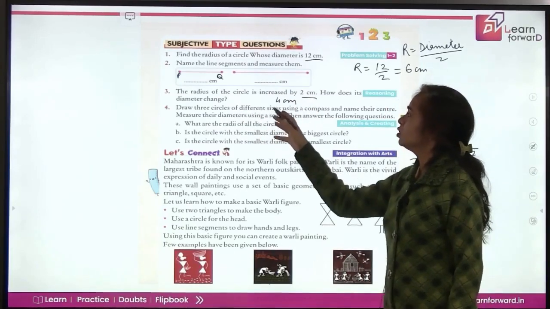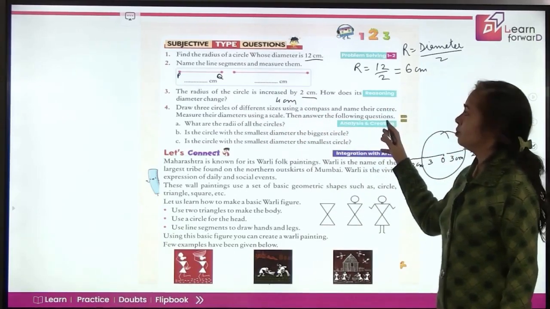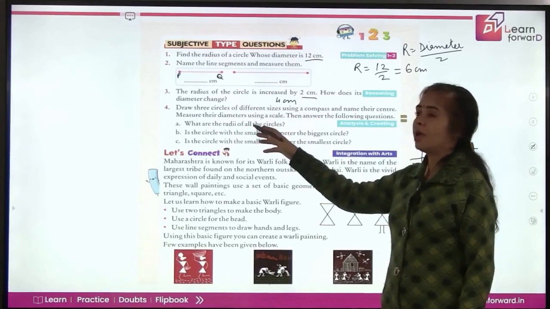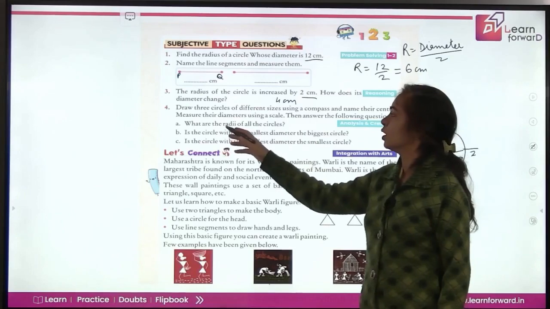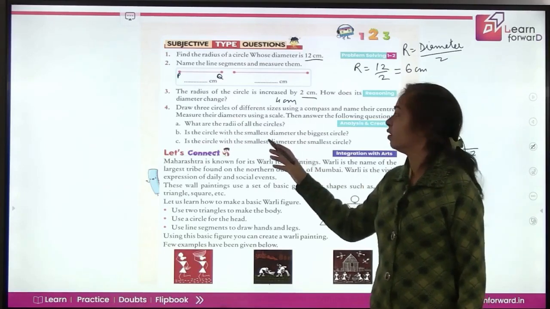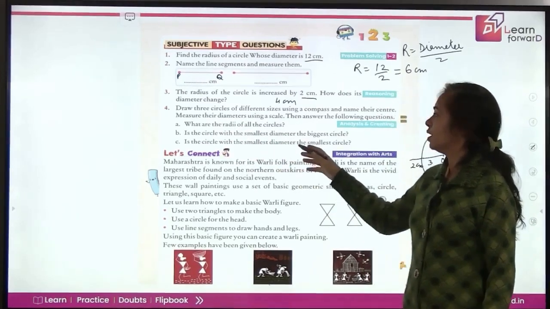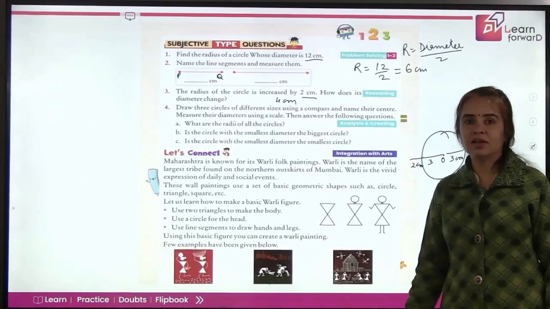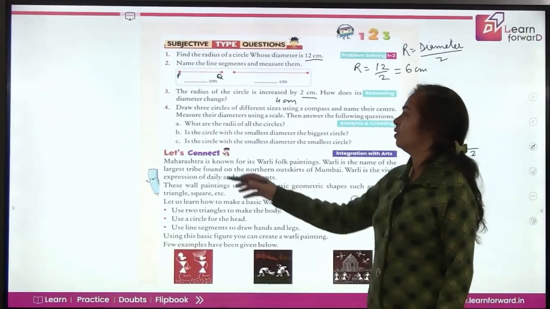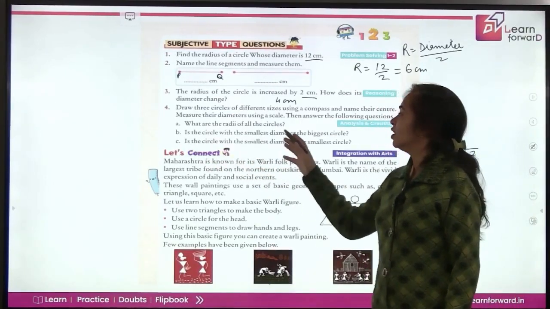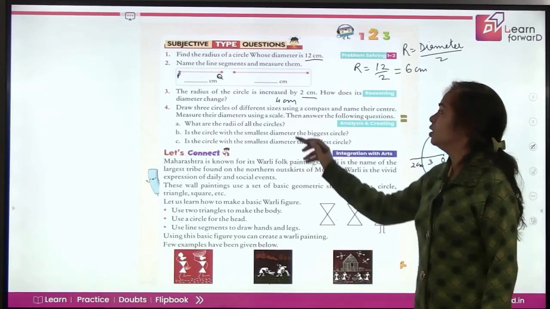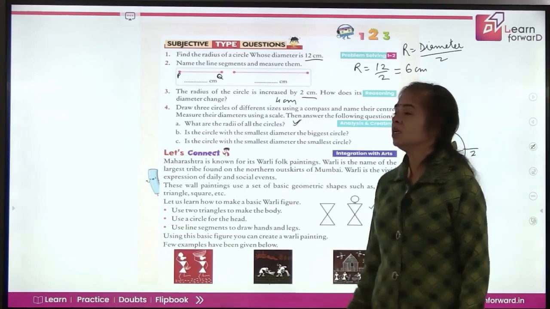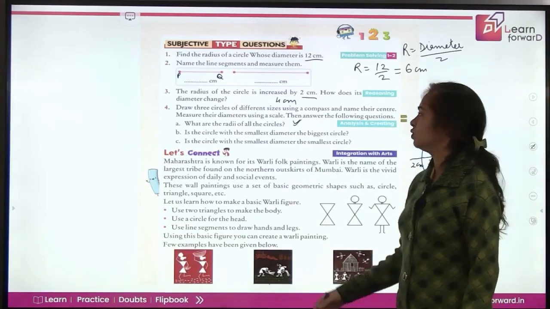Draw 3 circles of different size using a compass and name their center. You have to measure their diameters using a scale and then answer the following questions. What are the radii of all the circles you have drawn? Is the circle with the smallest diameter the biggest circle? Of course, no, not at all. Is the circle with the smallest diameter the smallest circle? Yes, it will be. So you have to just see what is the radius of each of the circles.